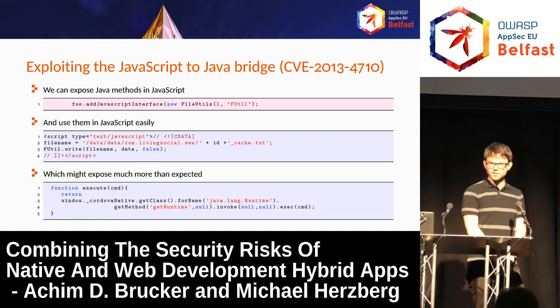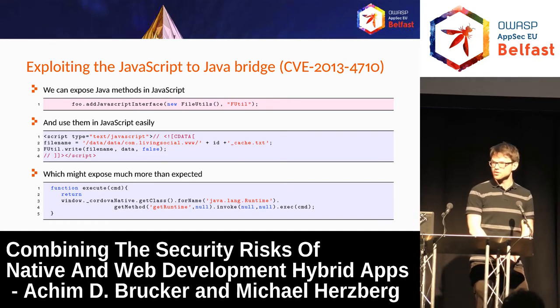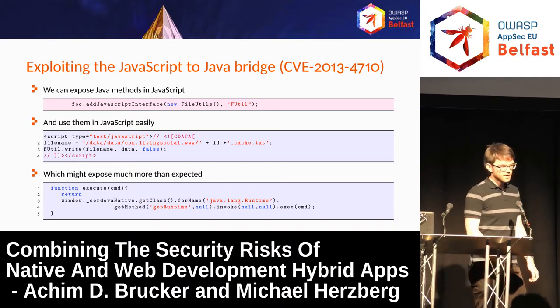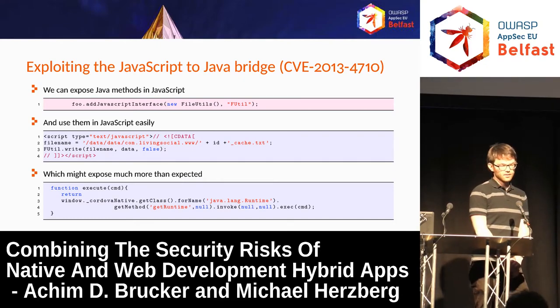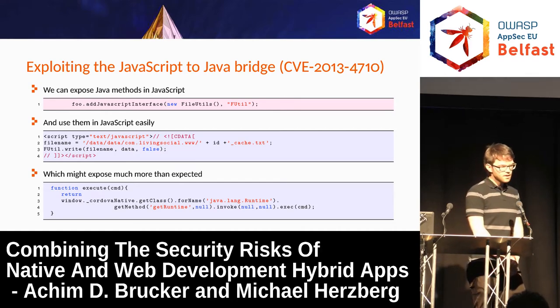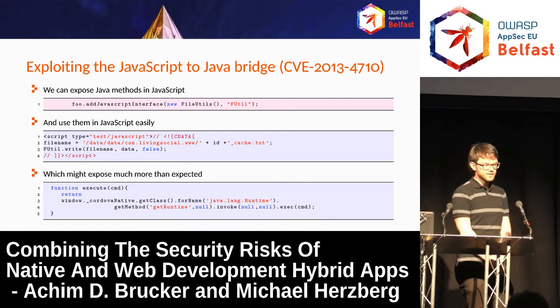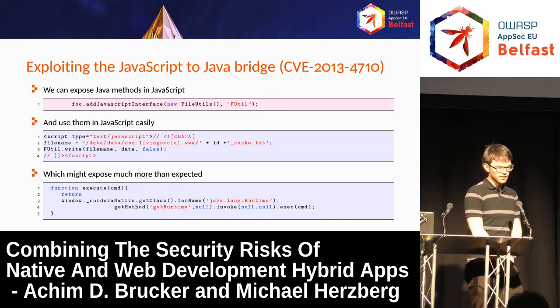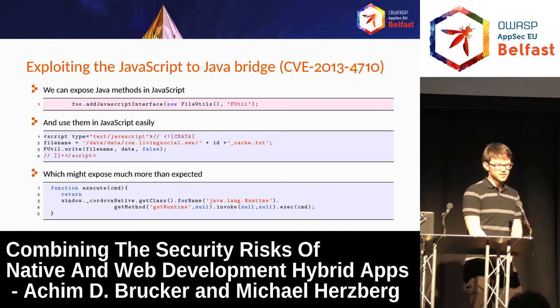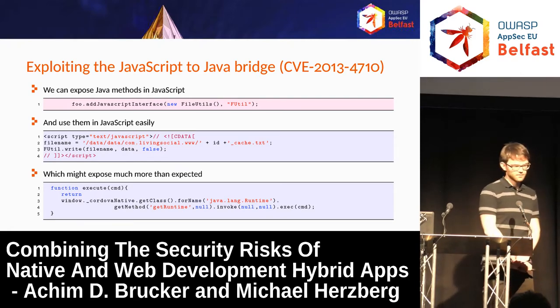So on the Java side of things, you can expose a Java object to the JavaScript side by calling a function called @JavascriptInterface. So you see in the first line, the Java developer exposes a file utils object to the JavaScript side, which can then be used as follows on the JavaScript side. As you can see in line three, there's something written to a file. But what the developer probably didn't anticipate is that you can also use this exposed function to call some Java reflective functions on it, which a JavaScript developer is usually not really concerned with.